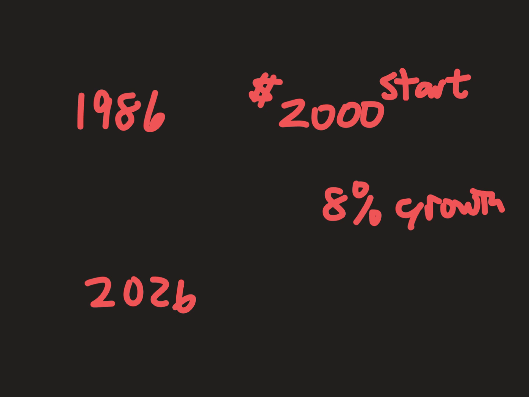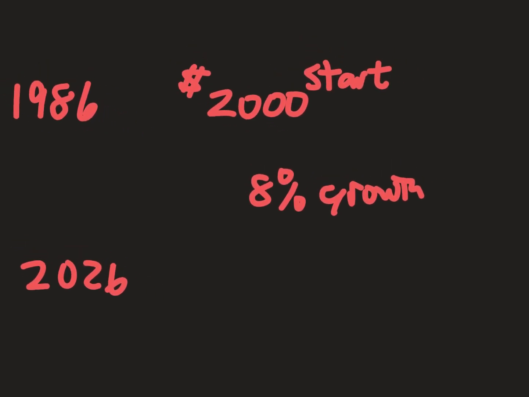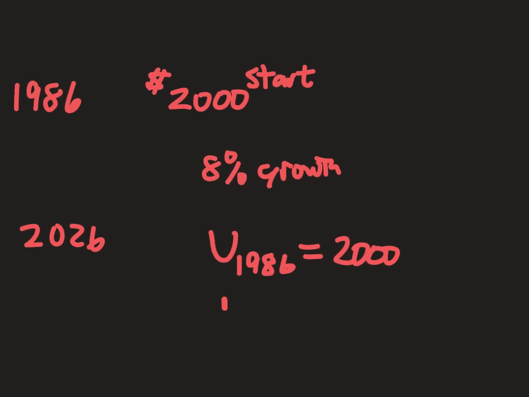8% growth. All right. So hopefully you know that that's an equation that would start with, normally we'd say u sub 0, but because it's a real world problem, I think you should start it with u sub 1986 equals 2,000. Then always is a big word. U sub n minus 1.